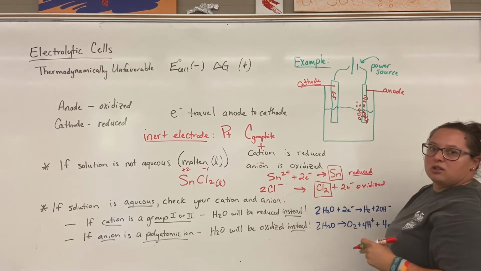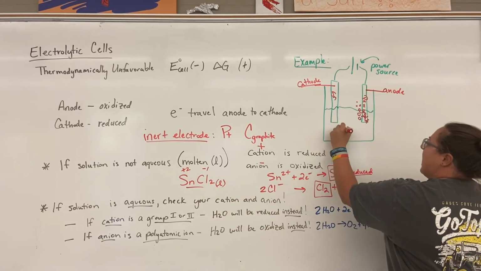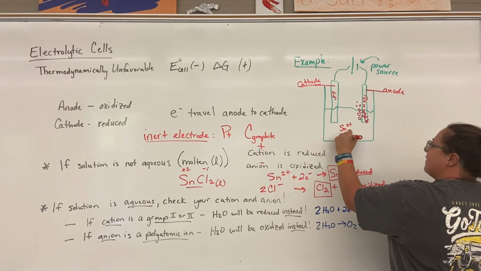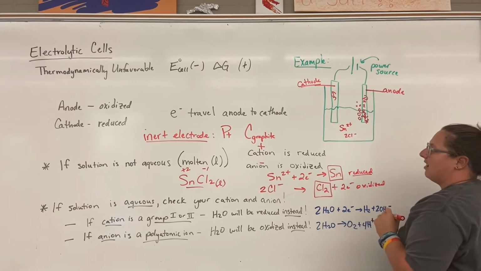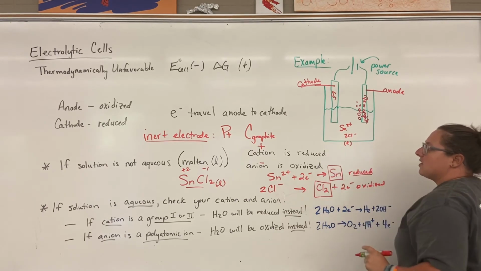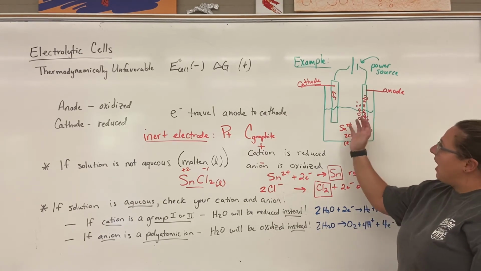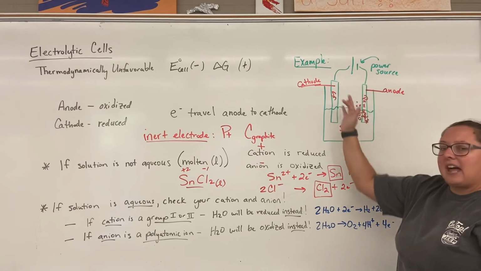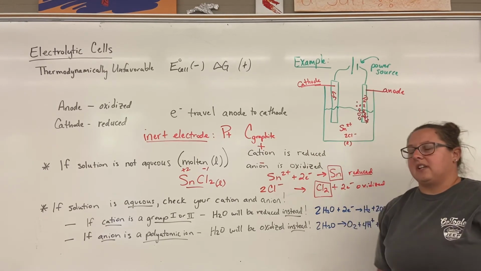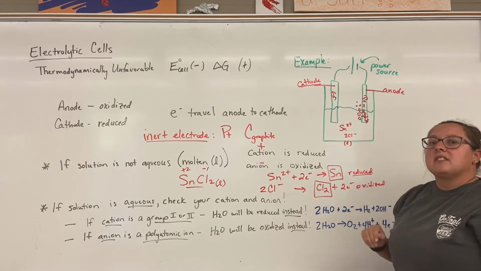What is our solution labeled as? Well, that's the solution that we started with. So the Sn2+ ions and the 2Cl- ions are here in that solution. And remember, it's a molten solution, so it's in liquid form. So do you see how we find our anode and cathode, our reduced and oxidized species, just a little bit differently than we did for galvanic cells, but the same idea still applies.